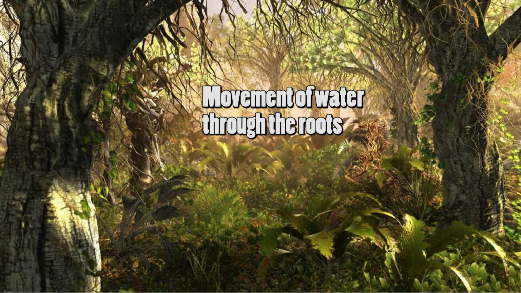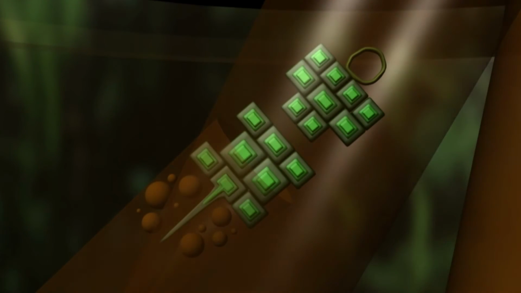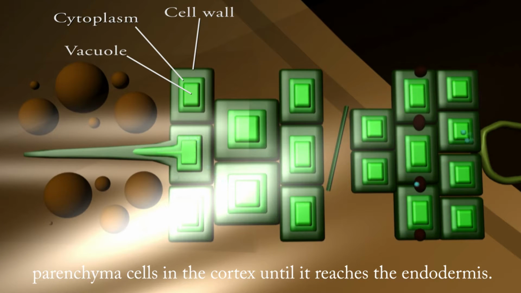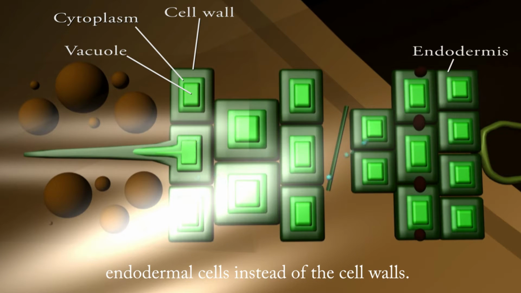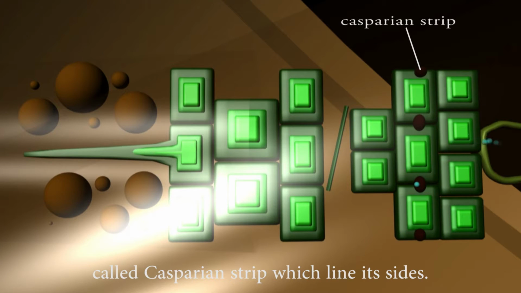Movement of water through the roots. Water flows through the cytoplasm, vacuole, and cell walls of the parenchyma cells in the cortex until it reaches the endodermis. Once it reaches the endodermis, the water moves through the cytoplasm and vacuole of the endodermal cells instead of the cell walls. This is because the endodermal cell has a special feature called the Casparian strip which lines its sides.